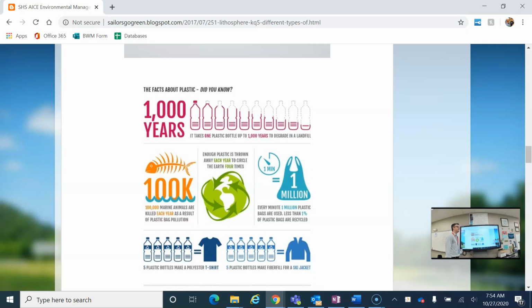But the bad thing about plastic is that when put in a landfill, it just doesn't degrade. It takes 1,000 years for one plastic bottle to degrade in a landfill. All right.